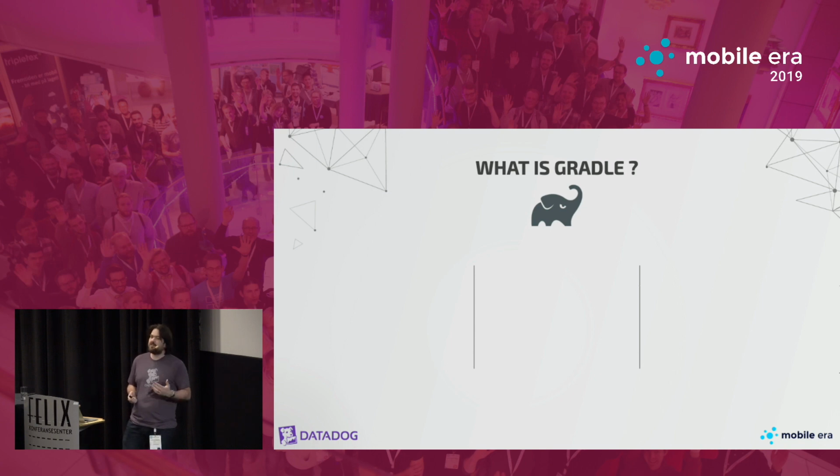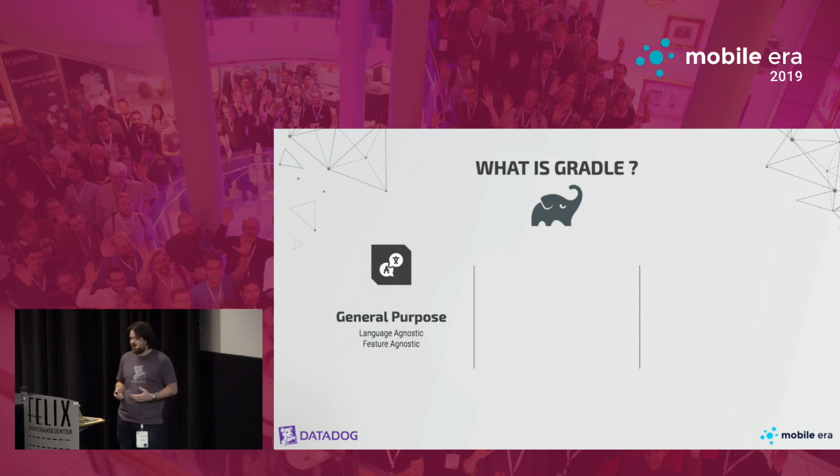The main thing you have to know about Gradle is that it's general purpose and language agnostic. Even though it's mainly used in the Java and Android world, and Kotlin too, it's not meant especially for Java or Android or Kotlin. It can be used to build whatever you want. You can build C++, you can generate PDF files, and you can use it with Java, Kotlin, Groovy, Python, or any language you want.